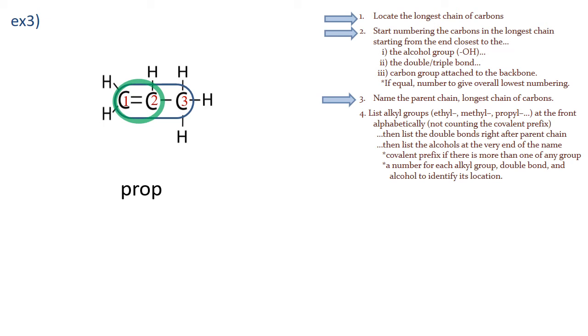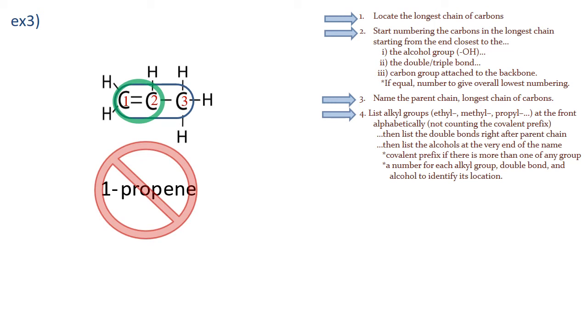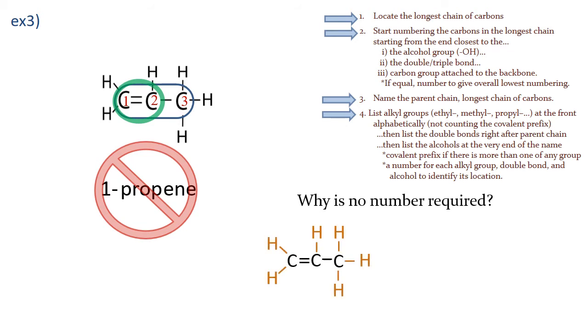And then I have to list my alkyl groups. I don't have any of those. So I list my double bonds, and I do have one of those. So a double bond is an ene. So after prop, I'll put ene. So that gives me propene. And that is on the 1st carbon. So if you have 1-propene, that is wrong. Now, why is that wrong? It's because the 1 is considered redundant. We don't need it. Now, what do you mean we don't need a number? Well, this is the question we were given.